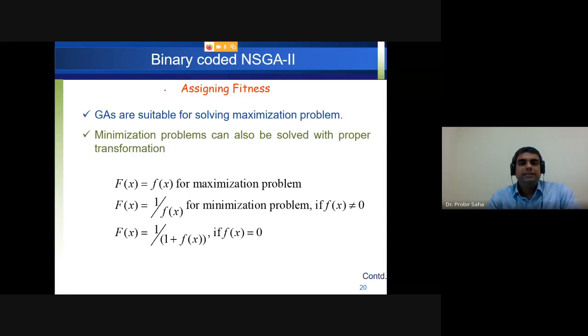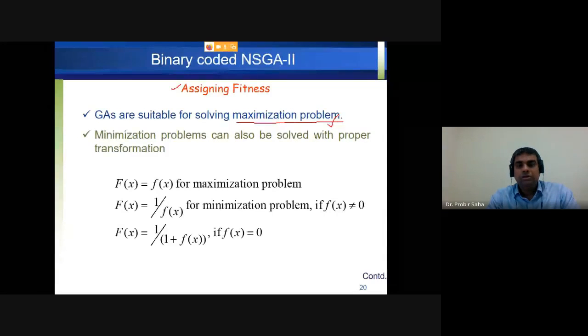Now, then this is another part, which is assigning fitness. Again, you have to be very much clear that GA is suitable for only solving maximization problems, because if you see the selection process, it's only based on the maximum value of the fitness. So it is very much useful for maximization problems. So the question comes, can we not solve minimization problems? Of course, we can, but you have to convert it.